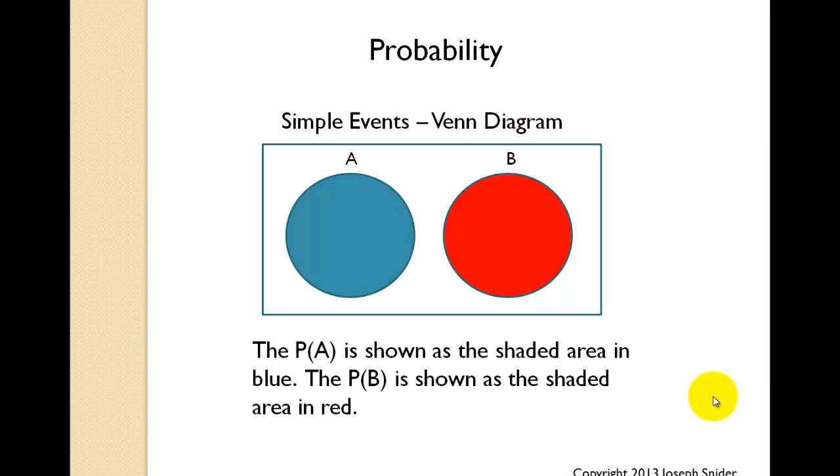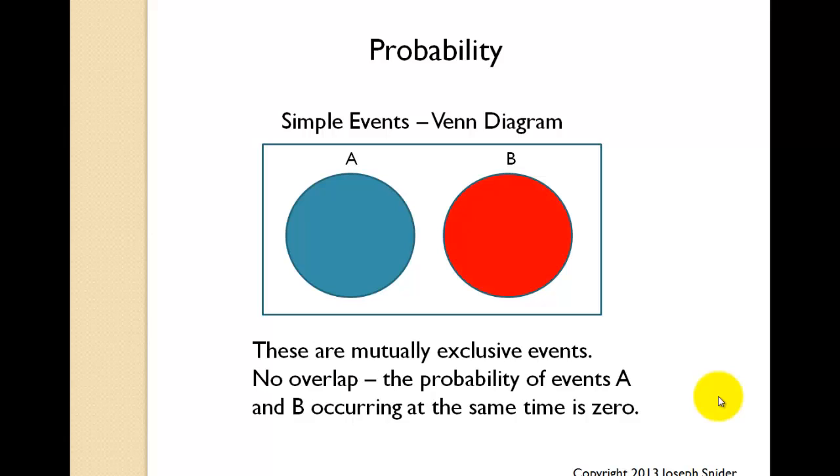In terms of Venn diagrams, where you have a universe in the box and A and B are your two events, the probability of A is shown in blue, the probability of B is shown in red. These are mutually exclusive events because there's no overlap. The probability of events A and B occurring at the same time is 0.